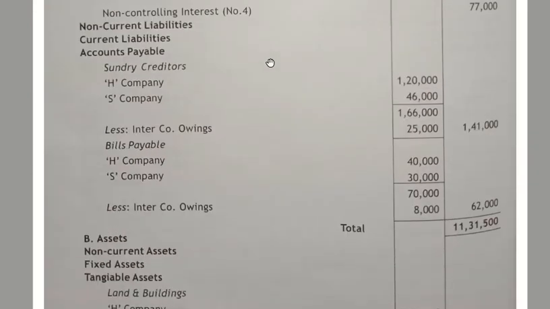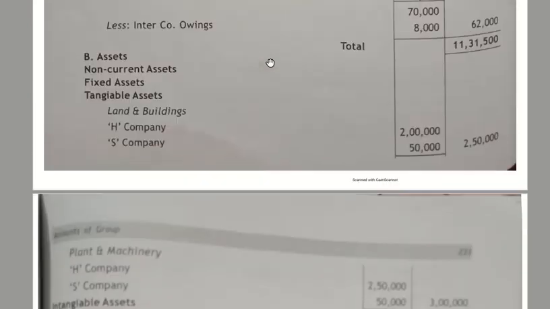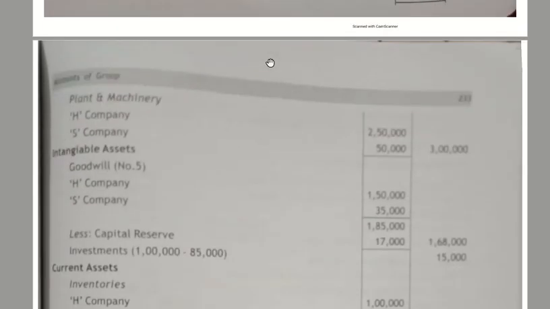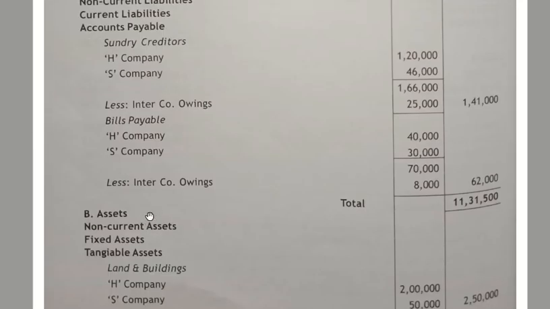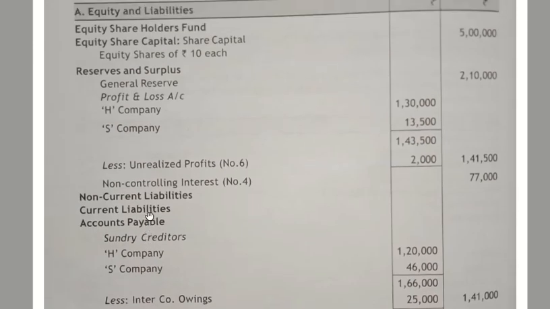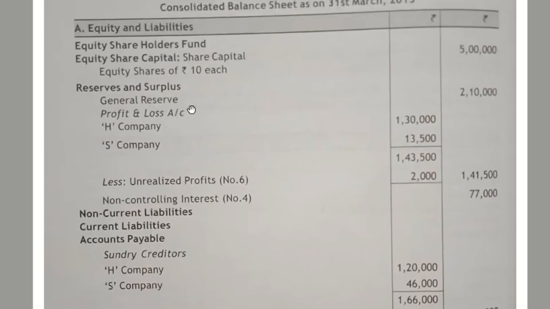capital reserve. So there is goodwill of two companies, which is H Limited 1,50,000 and H Limited 35,000, and we have a capital reserve from our calculation of fifth step, which is 17,000. So in this case you minus the capital reserve from your intangible asset, and you do not consider it in your reserves and surplus, only general reserve is considered.